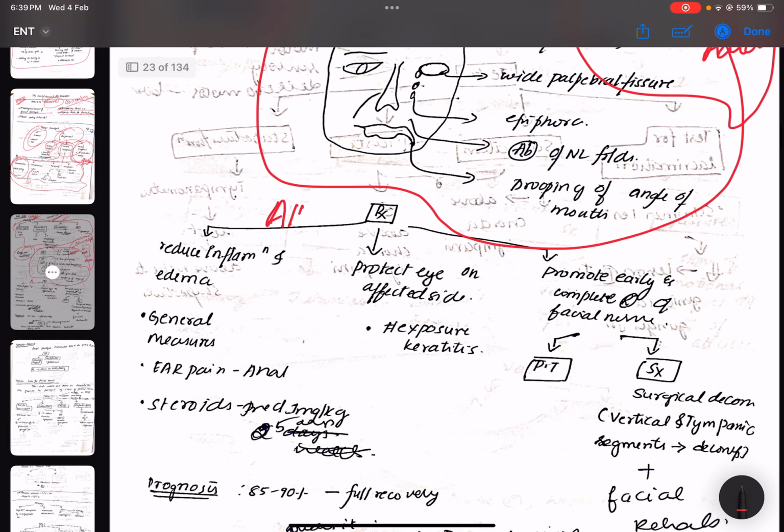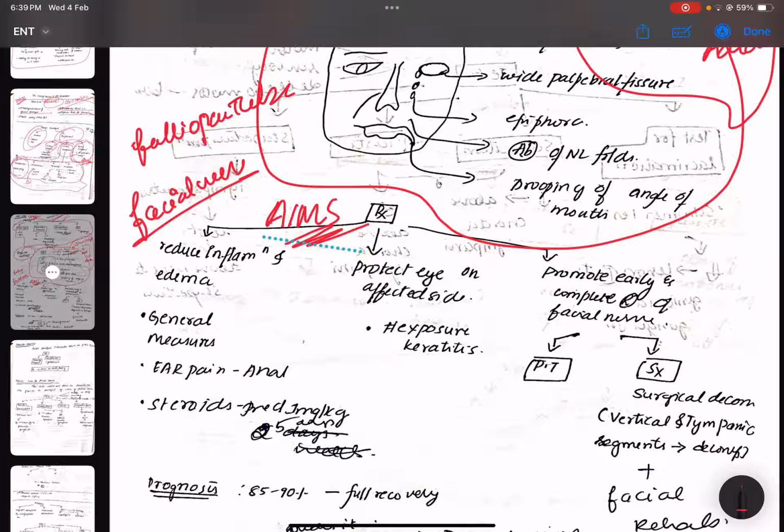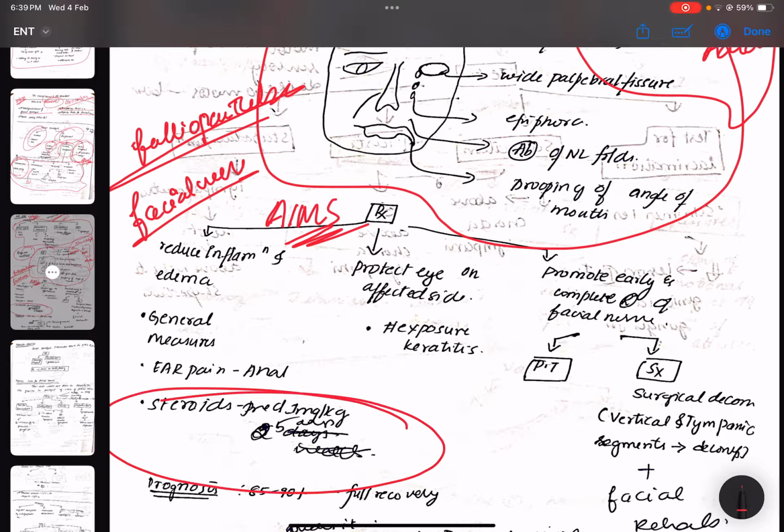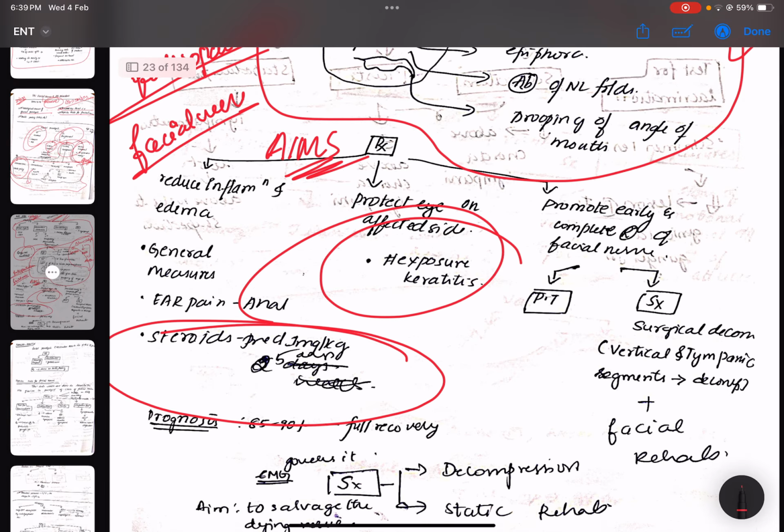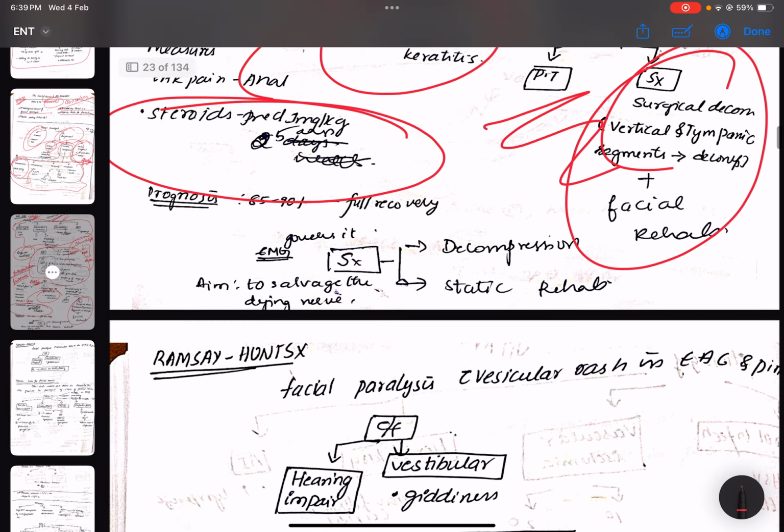Again, for management, you have to write treatment aims. What is the important thing? In facial nerve paralysis, the fallopian canal, which has the facial nerve, is bound to get inflamed. So to reduce that, what is the major thing which we start? Steroid. Again, what are the complications of this? Exposure keratitis, all those things. So to prevent it, you have to protect the eye. Again, if facial nerve paralysis is already set, then you have to do surgical decompression or physiotherapy.